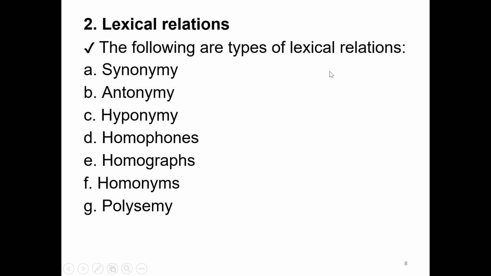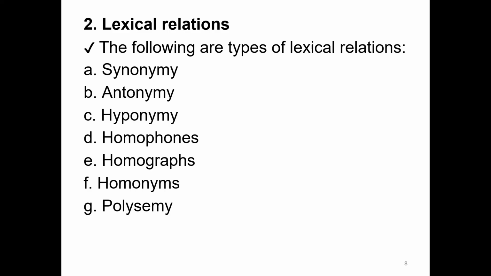So you got the first one, considered as lexical relations: synonymy, antonymy, hyponymy, homophones, homographs, homonyms, and polysemy. Here, they are lexical relations of the lexical items or words used in language. You probably need to look at others as well, like collocation, because a word can be collocated with one another depending on the principle or the rules of collocation.